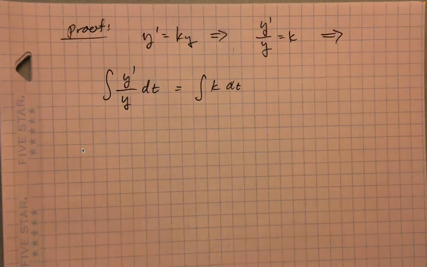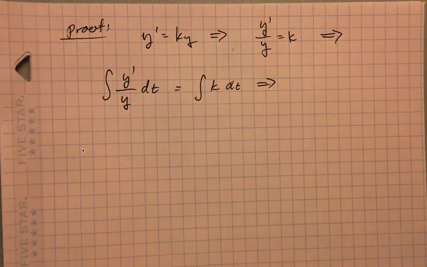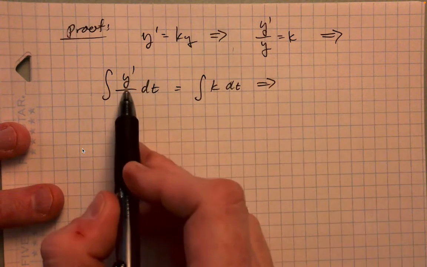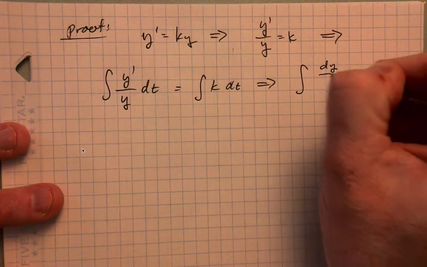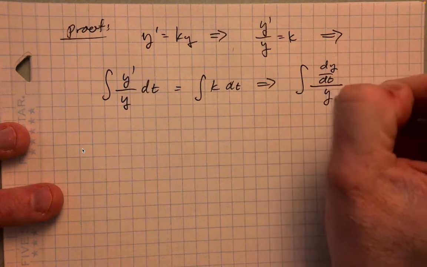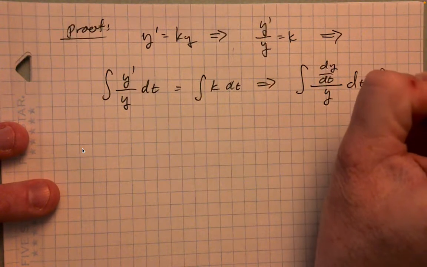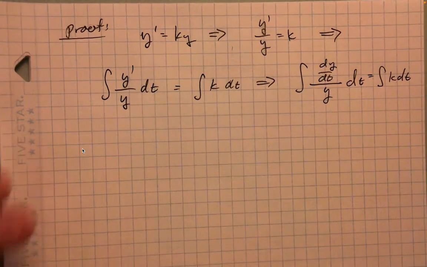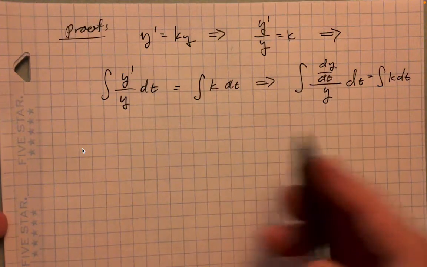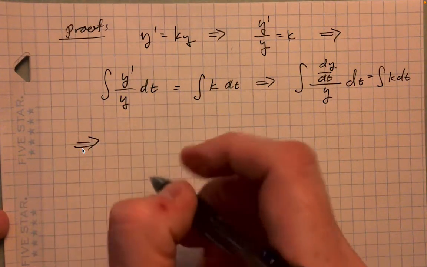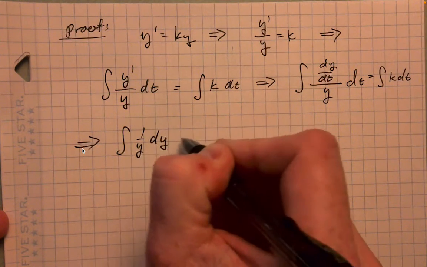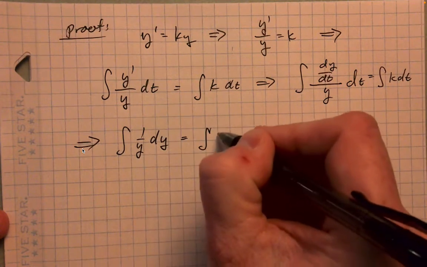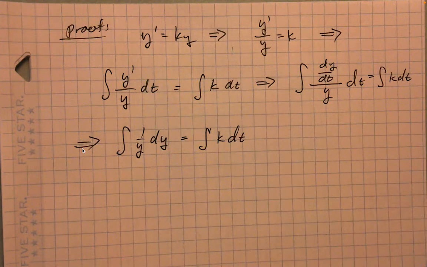Okay. And similar to the method we had before, we can write this as dy over dt. So dy over dt all over y times dt equals the integral of k dt. Okay, so just integrating there. And then, of course, the dt's will cancel, and you would get the integral of 1 over y dy equals the integral of k dt.